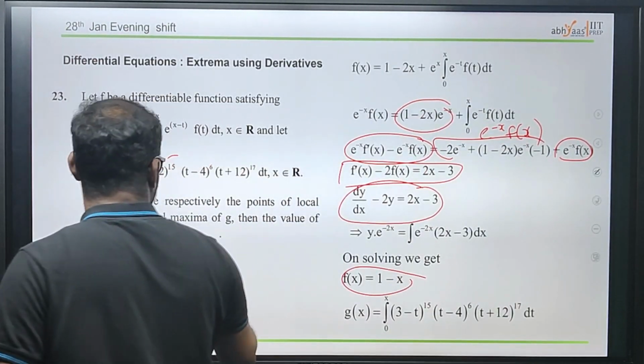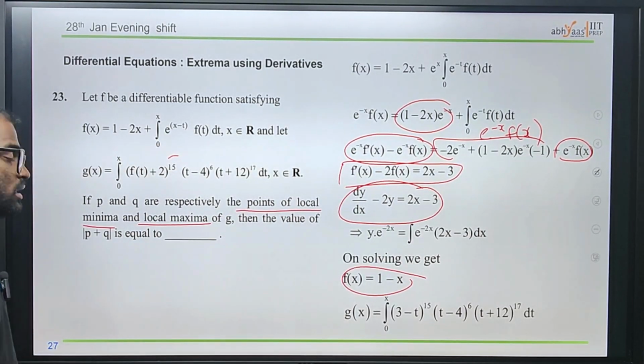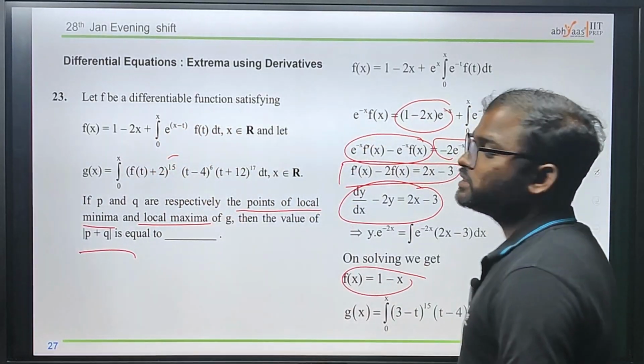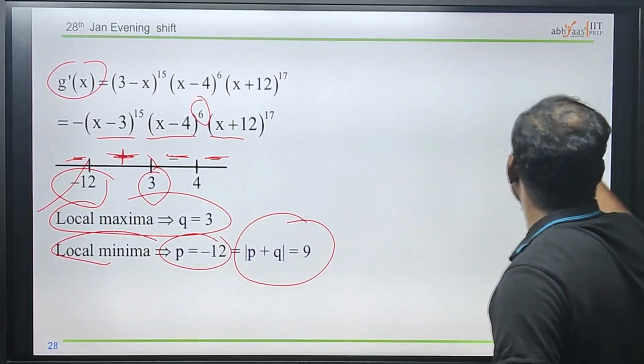They are asking about the points of local minimum and local maximum of g, then what is the value of this one. Finally, ultimately we are just finding the local minimum and local maximum of these given functions. I hope you understood.